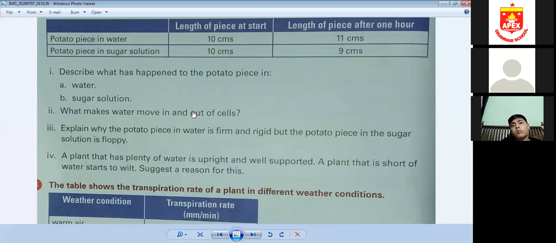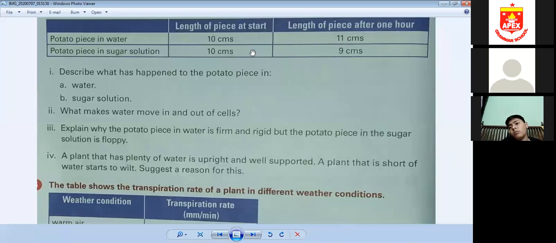Don't write the answer. I will share the answers with you. First you have to understand the answer. What makes water move in and out of cells? When we put a piece of potato in plain water, because there are no sugar molecules, what happened? The movement of water molecules was higher, and because of that the potato piece absorbed more water, and because of that its length increased.